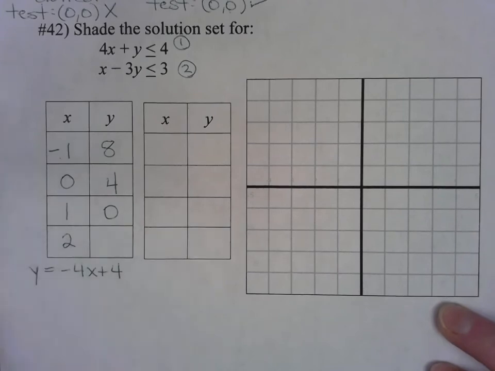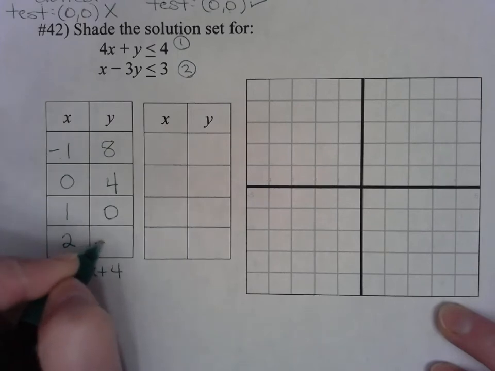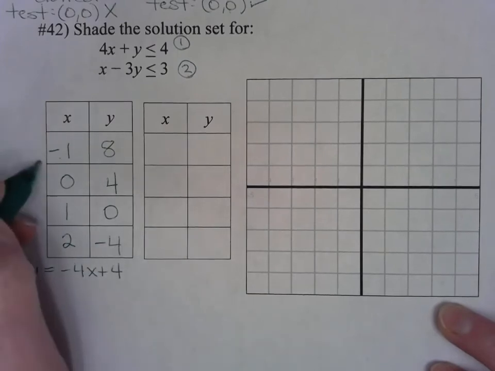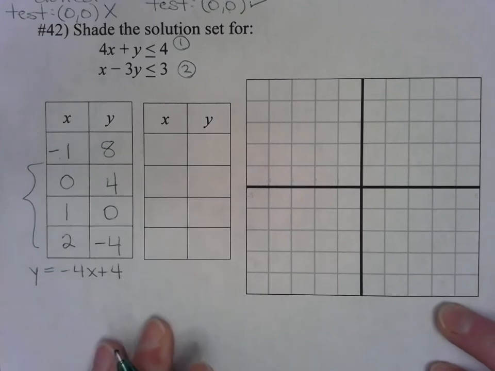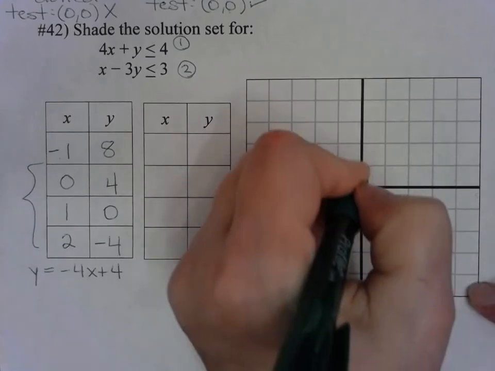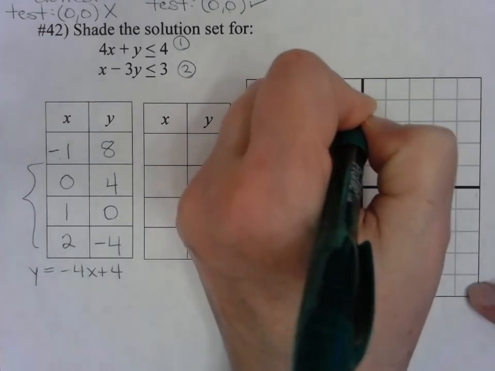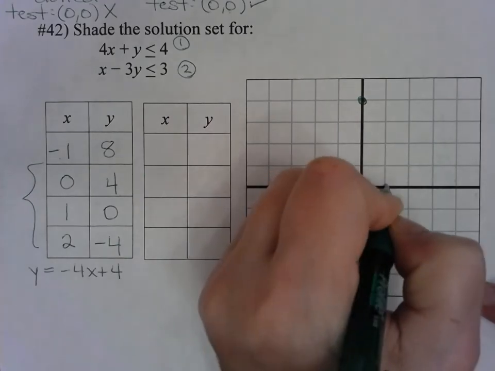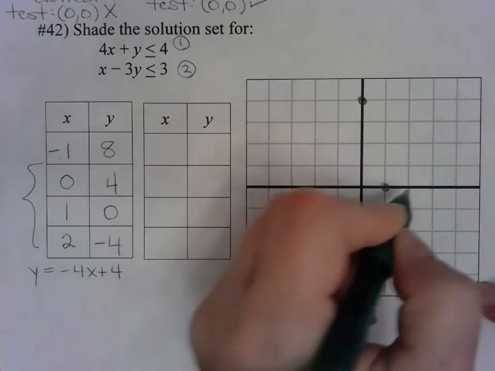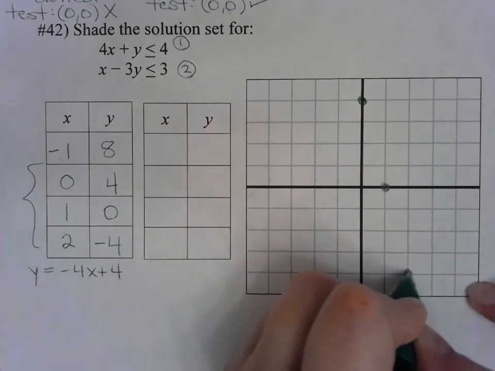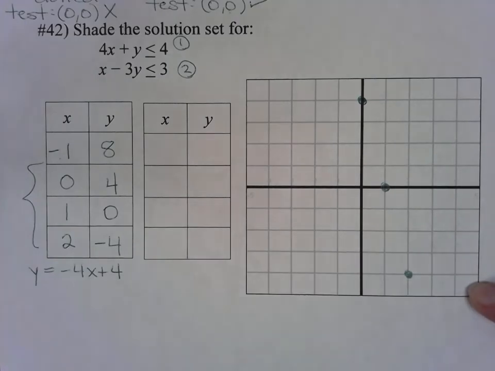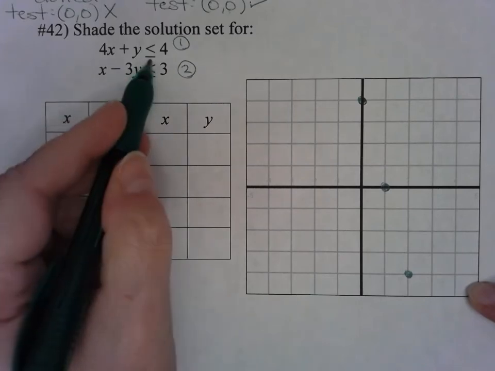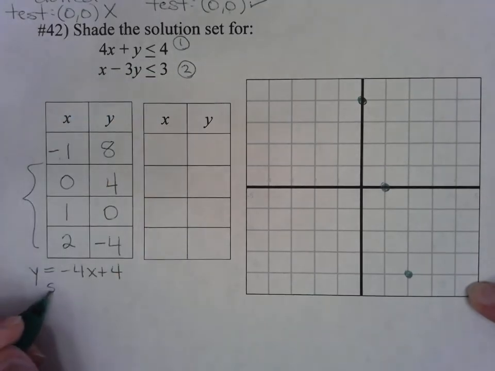Let's just do a 2. Negative 4 times 2 would be negative 8 plus 4 would be negative 4. All right, so these three should fit on my grid. So I have 0, 4, 1, 0, and 2, negative 4. Okay, solid or dotted? I have the equals bar, so it is solid.